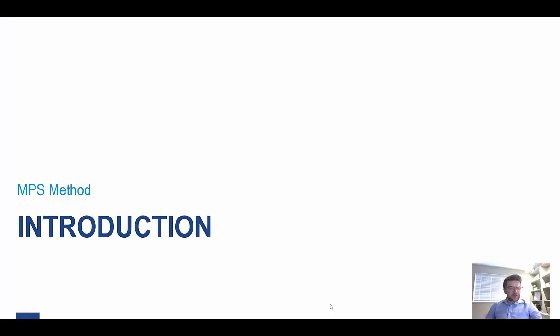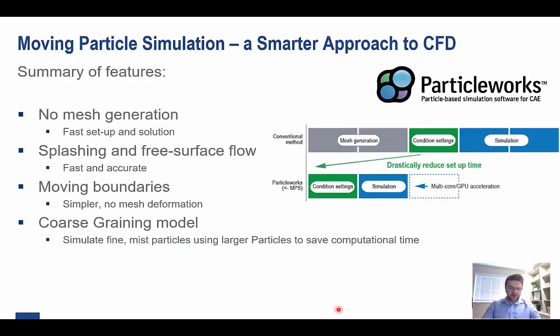So hopefully everyone can see my screen now. I just wanted to go through a brief introduction to the MPS method and what it is and how it differs to conventional CFD before we get into the case study. So first of all, what is the moving particle simulation method and how does it relate to ParticleWorks? Well, the MPS method is essentially the engine behind ParticleWorks. It's what calculates the fluid's motion, velocity, pressure, anything else that we want to look at in ParticleWorks.